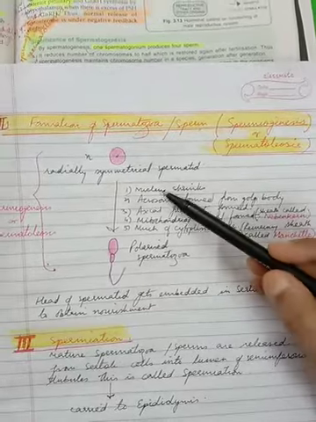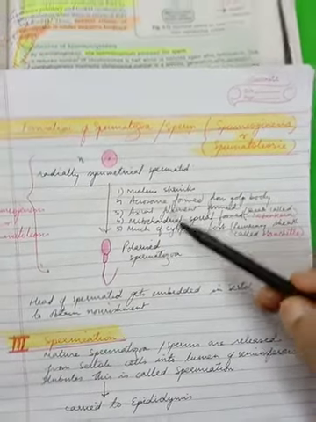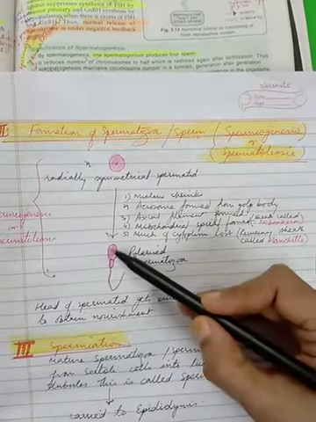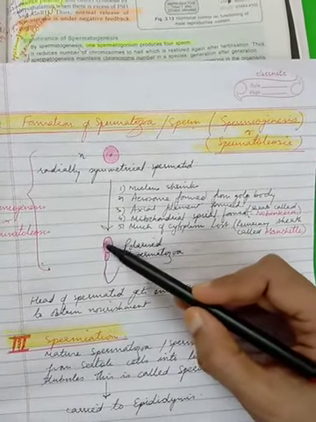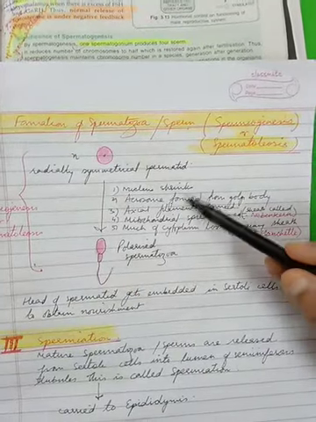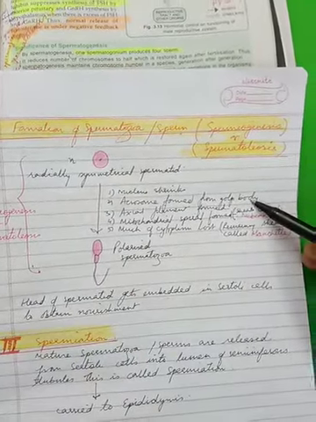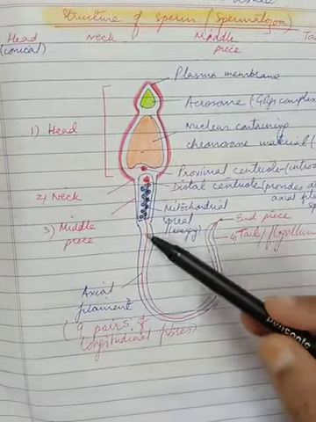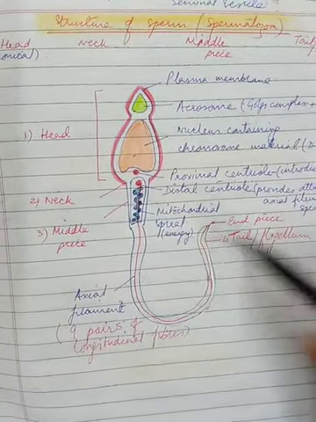Like number 1, the nucleus shrinks. 2, the acrosome is formed from the Golgi body. This is the acrosome, the tip of this, which contains an enzyme, hyaluronidase. Then the axial filament is formed. Axial filament is the filament inside. I have explained this already in the previous video, student. This filament is the axial filament inside the tail.